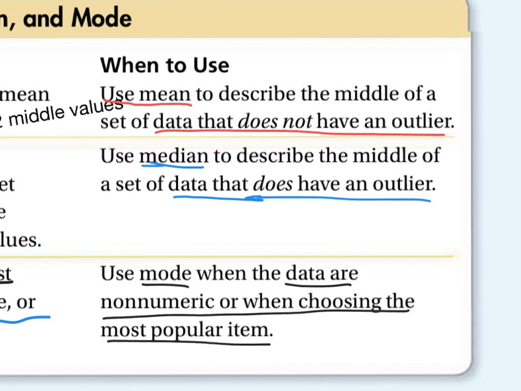And then mode isn't going to get used as often, but if we have non-numeric data, or if we're choosing the most popular item. So like if I said, what's your favorite color? We could find the mode, like who picked whatever as their favorite color the most, more often than anything else. We're not going to have a mean for what's your favorite color. We're not going to have a median for what's your favorite color. So that would be a case where we might be interested in looking at the mode.